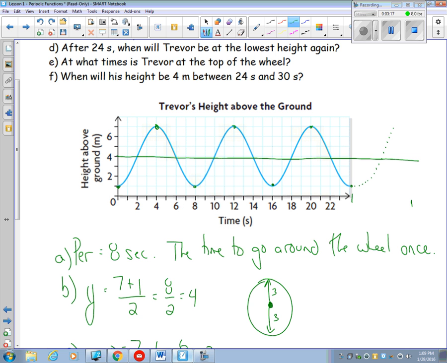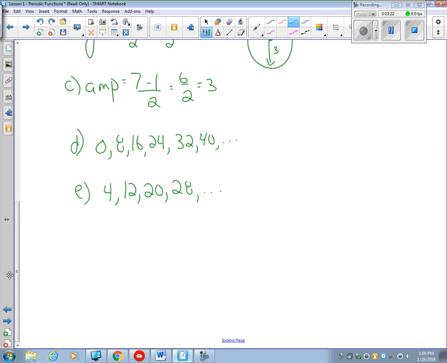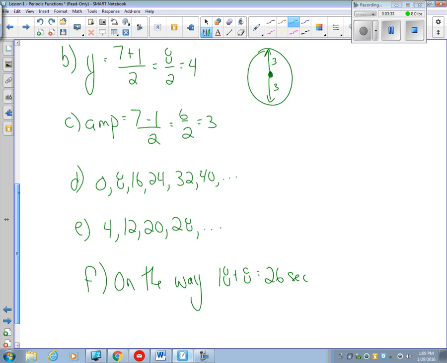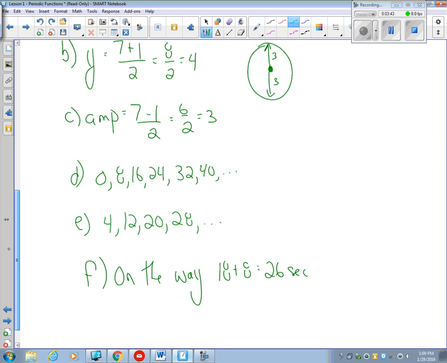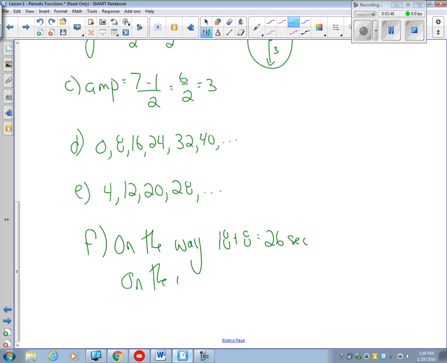Okay? On the way up would be 8 seconds after the last time on the way up. So 18 plus 8. Okay, so on the way up, 18 plus 8 would give us 26 seconds. That's when he hits 4 meters. And on the way down, well, I think the last time he was on the way down, right there, I add 8 to that, it would give me the next one, right? So 22 plus 8 on the way down. 22 plus 8 would be 30 seconds. And we can keep adding 8s to those if we want to figure out any other times where he's at 4 meters.